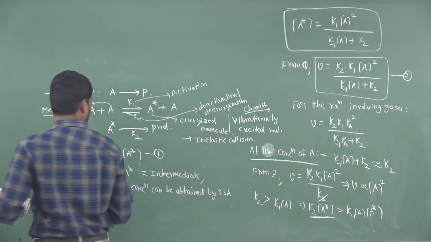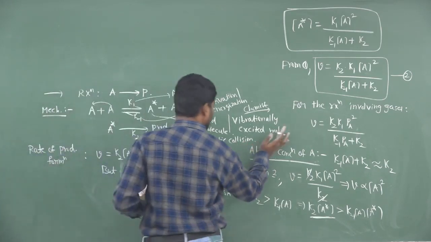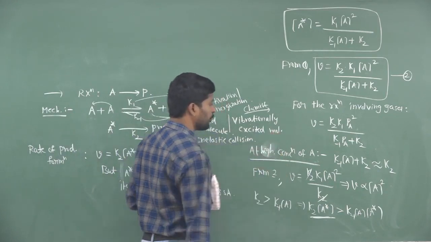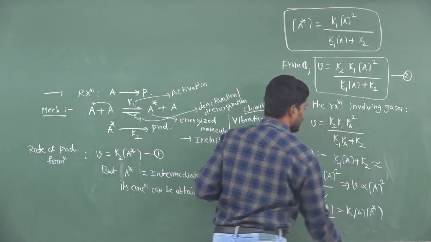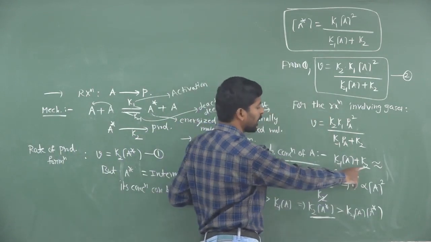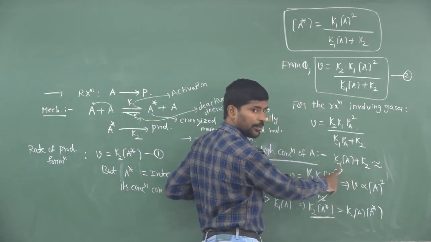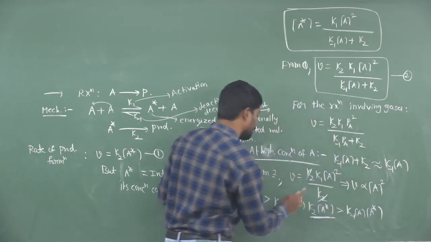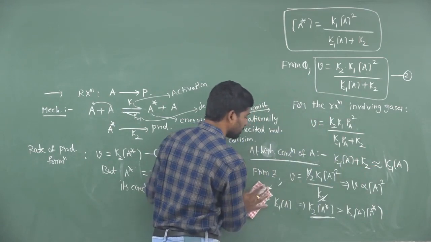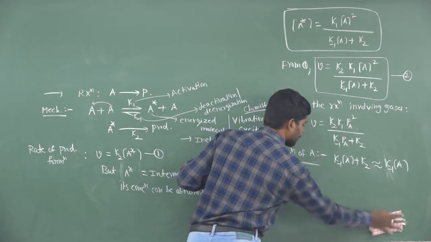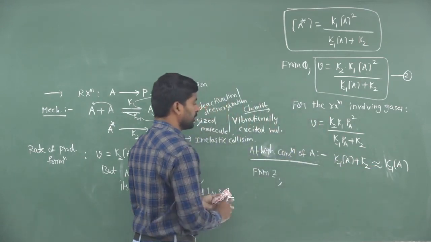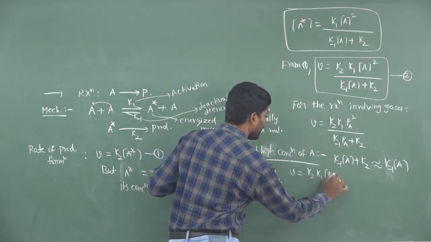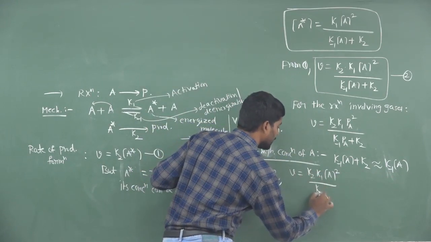Right, now write at high concentration of A. At high concentration of A, K2 is negligible compared to K minus 1 into A. So we get K minus 1 into A, that if you substitute in equation 2, V is equal to K2 K1 A square by K minus 1 into A.